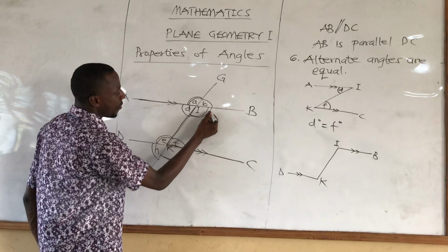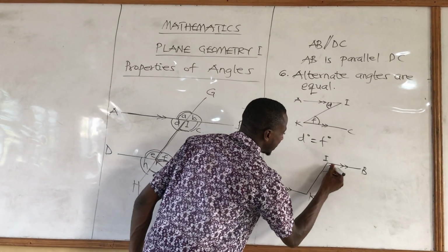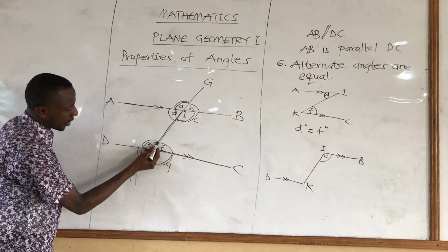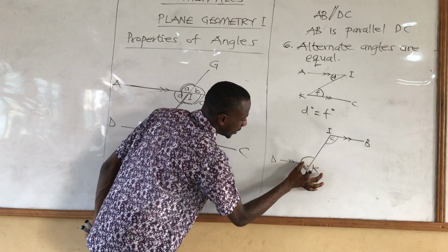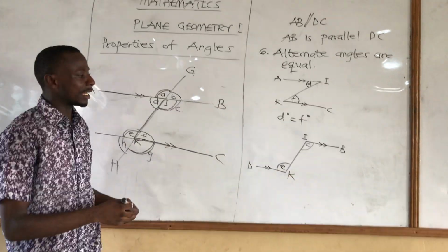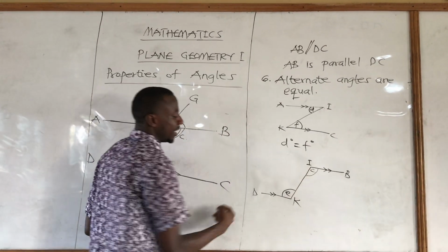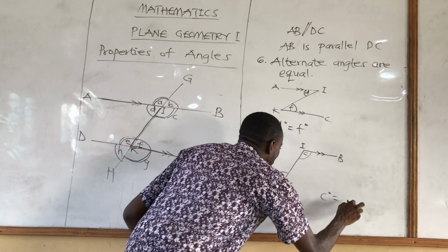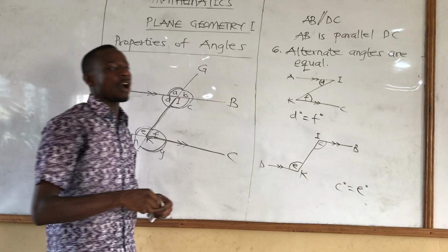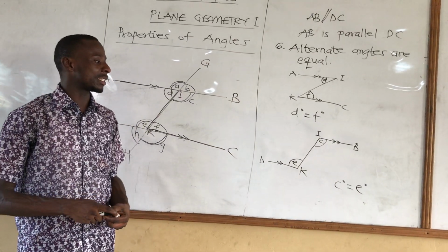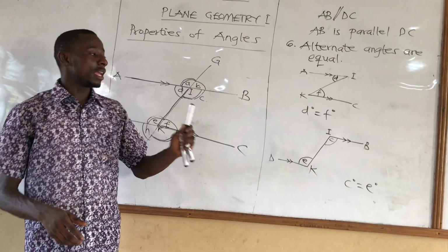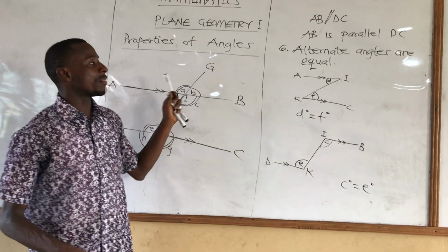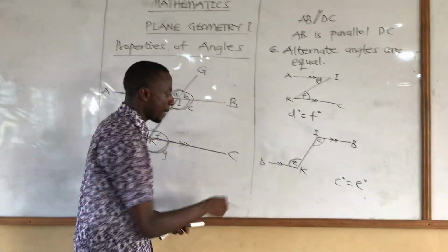Again, there's an angle forming here, angle C. Then another angle is forming here, angle E. So you see that this one also looks like a Z, but this is a stretched Z. In that case, C is equal to E. And this is alternate angles. So we can say that alternate angles are equal if and only if we have parallel lines.